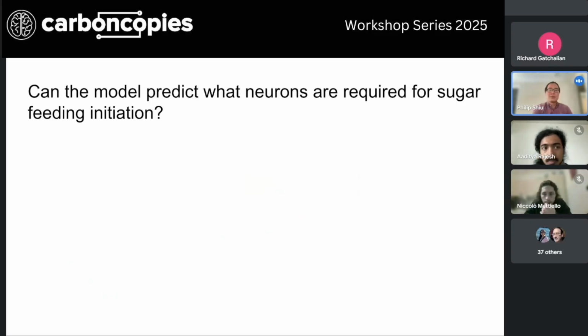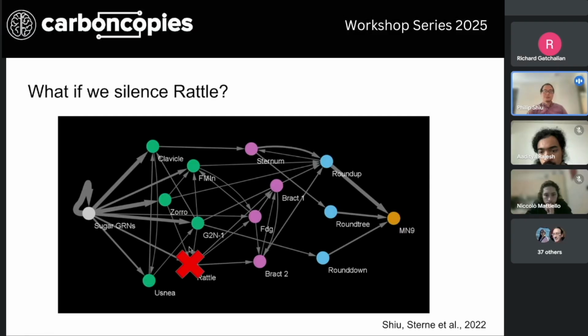So we also wanted to know whether or not the model can predict which neurons are required for sugar feeding initiation. So in this set of experiments, what we would do is silence Rattle and ask, how does computational silencing of Rattle result? Basically, you can imagine Rattle as a neuron that relays information that sugar has been detected eventually to the motor neurons. And if we cut part of the connections to the proboscis motor neurons, then we would imagine that this would result in decreases in the fly's ability to detect sugar, and therefore the fly would not extend its proboscis to sugar.